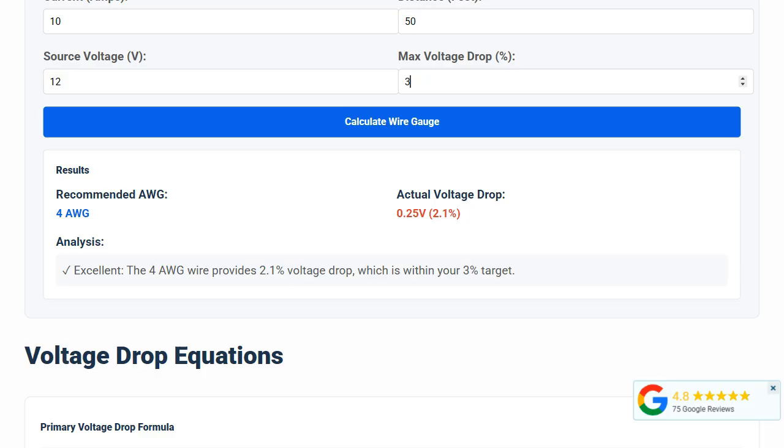The calculator uses the resistance characteristics of copper wire and the voltage drop formula to determine the minimum wire cross-sectional area required, then matches it to the nearest standard AWG size that meets your requirements.